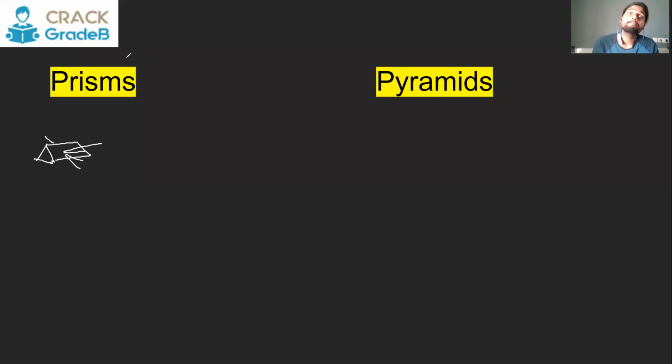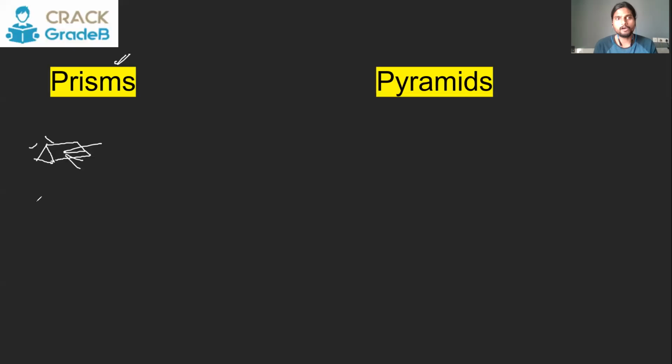Please understand, friends, prism is the generic name. Like human is a generic name. My name is Prasanna, so that becomes my specific name. So prism is not the specific name. Prism is a generic name for certain kinds of 3D figures. So yes, this is a prism, but this is one of the prisms. The specific name of it is triangular prism.